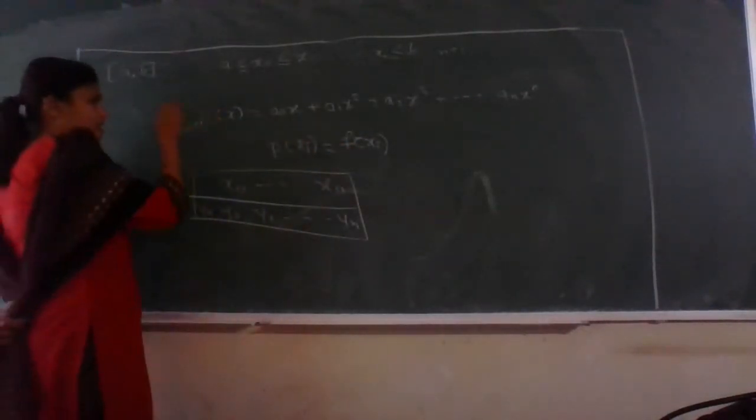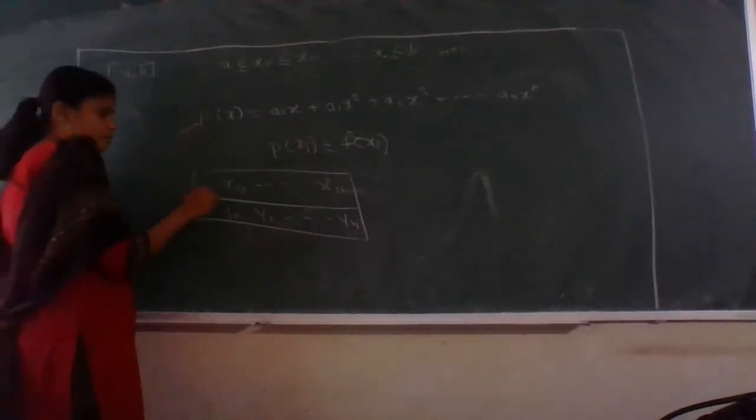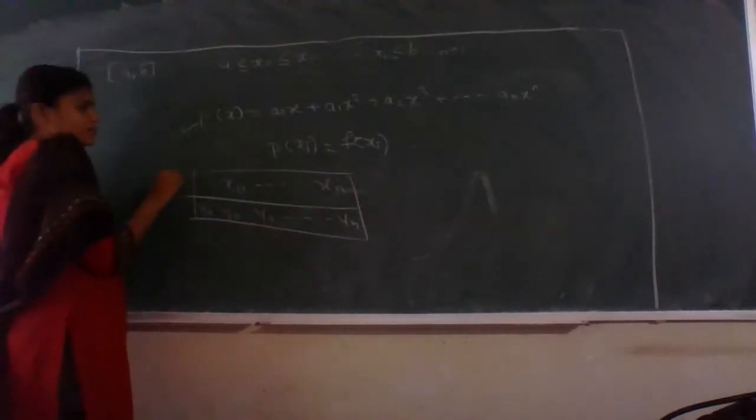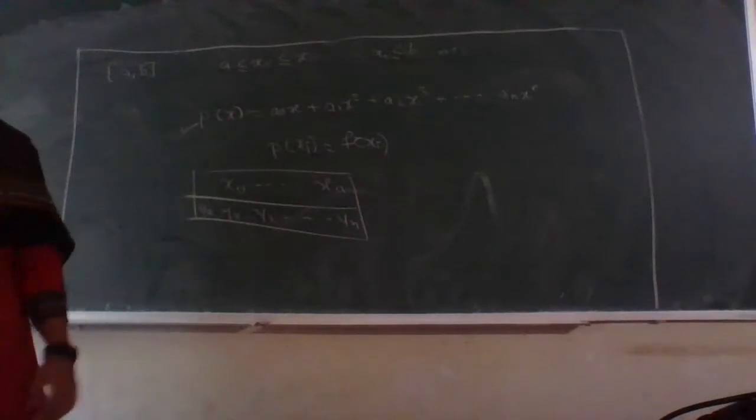That means whatever new polynomial p of x we find with the help of the given set of tabulated values must satisfy the condition p of xi is equal to f of xi.